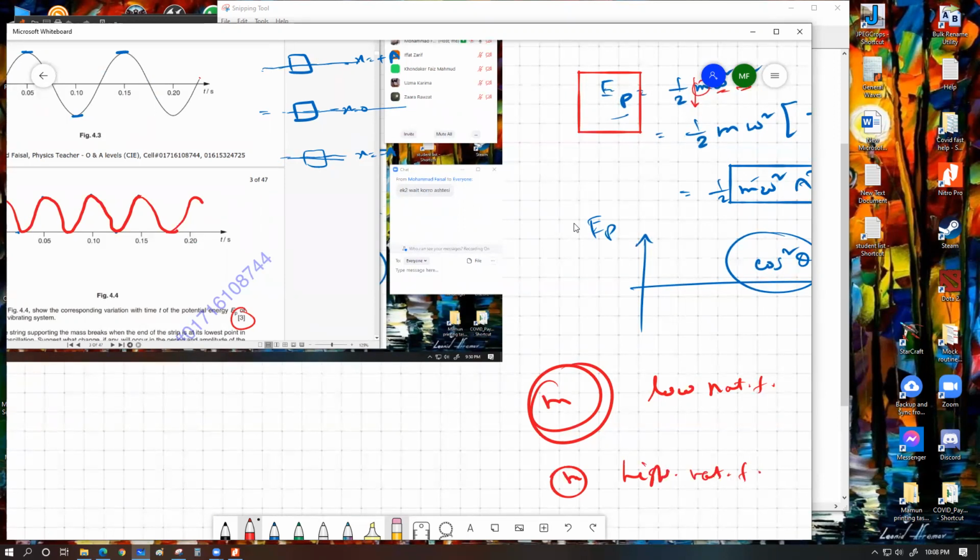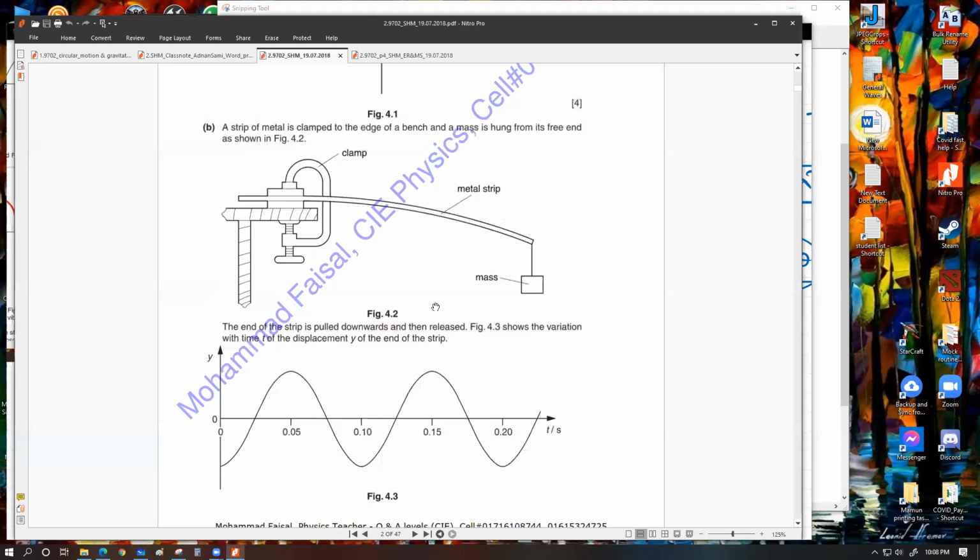And the moment this system is losing its mass, what happens to the overall mass of the oscillating body? আগে আমাদের oscillating body ছিল এই ক্ল্যাম্পের মাথা থেকে শুরু করে পুরো মেটাল স্ট্রিপ, স্ট্রিং, মাস, পুরোটুকু হচ্ছে oscillating body. The moment you lose the mass, what is happening to the mass of the whole system? Reducing. So if the mass of the oscillating system becomes less, what should happen to its frequency? Natural frequency কি হবে? বাড়বে না?